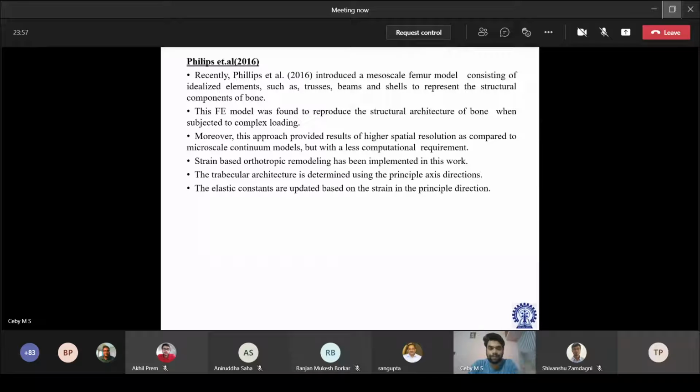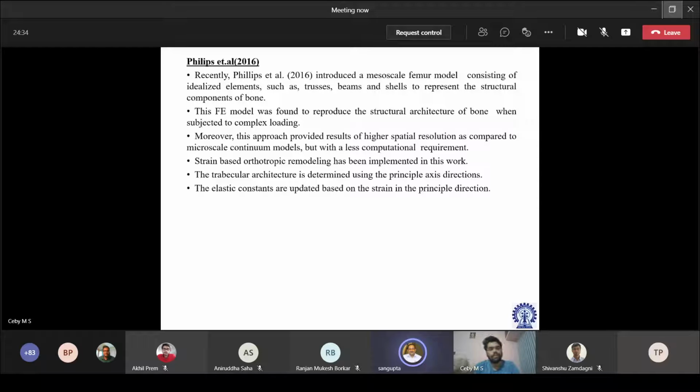So that is the principal directions. You have actually taught them about the bone remodeling stimulus and all, isn't it, sir? Yes. So you have been taught regarding this bone remodeling stimulus, the strain energy density and all. Rather than strain energy density, here the bone remodeling is based upon just the strain value. So that's why I have written that strain-based orthotropic remodeling has been implemented in this work.